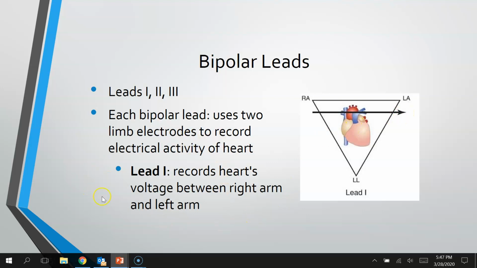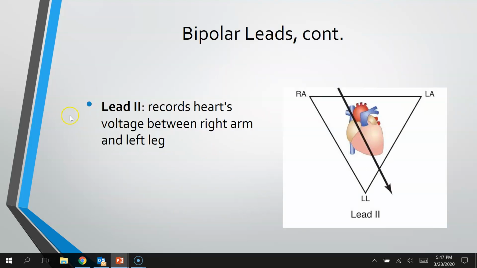It's going to be reading the voltage between the right arm and the left arm. Lead 2 is going to be recording the heart's voltage between the right arm and the left leg. And lead 2 is the one that we will see the largest EKG at the very bottom. It will be a longer strip. You'll see it in the 12 lead. And this is the lead that we generally see on a monitor.